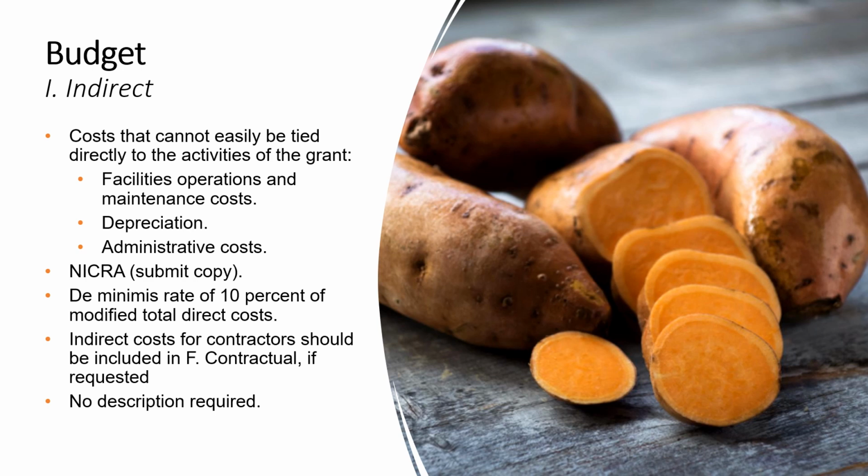Category I is where applicants will indicate the amount of indirect costs requested for their project. Remember that the indirect costs are the facilities, depreciation, and administrative costs that cannot easily be tied directly to the activities of the grant. If an applicant has a negotiated indirect cost rate agreement or NICRA, it is required to use this amount for indirect costs, and a copy of the NICRA must be submitted with the application. Otherwise, applicants may elect to charge a de minimis rate of 10% of modified total direct costs. Again, for more detailed information, please refer to the RFP. For this budget category, no description is required.